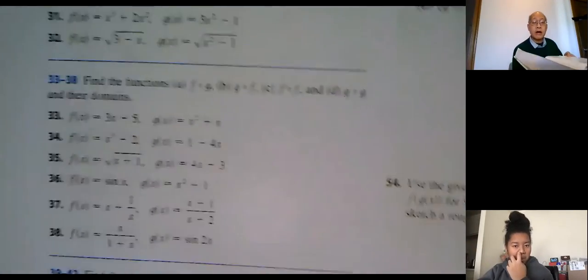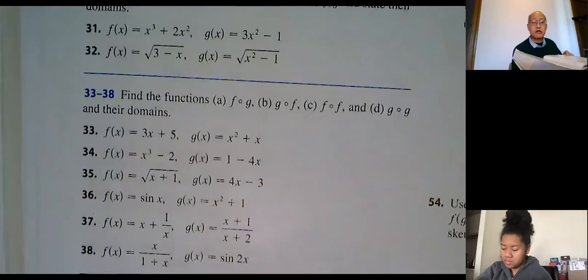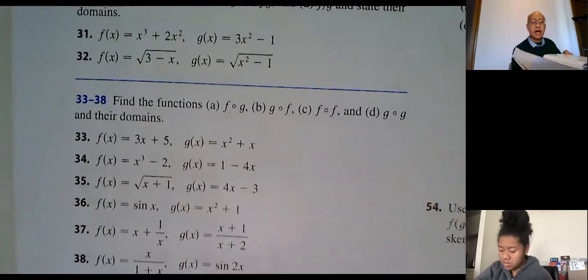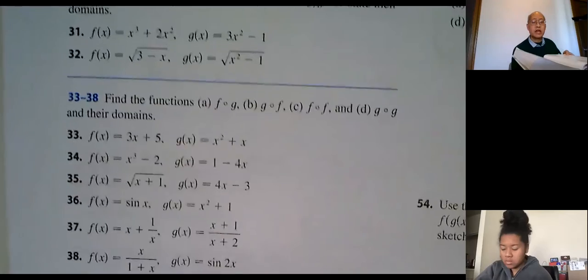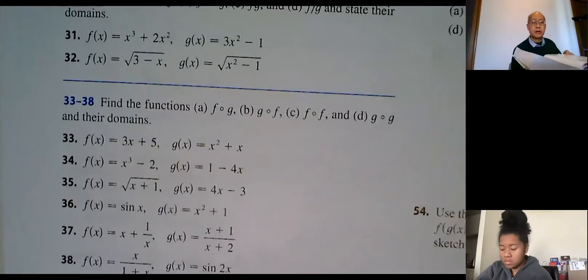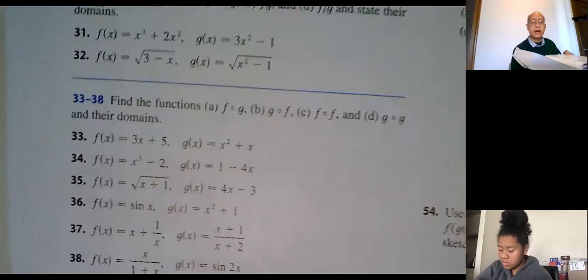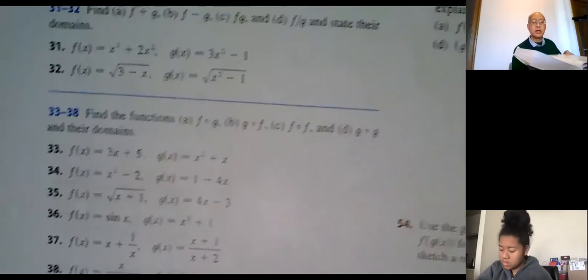Okay, so for right now, 33, I want you to try A and B. So look up there, 33. F of x is 3x plus 5. G of x is x squared plus x. So part A and part B: F circle G and G circle F. F of G, G of F.